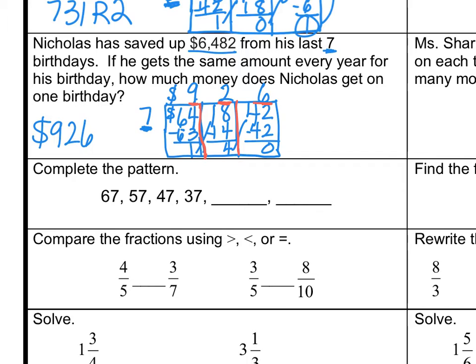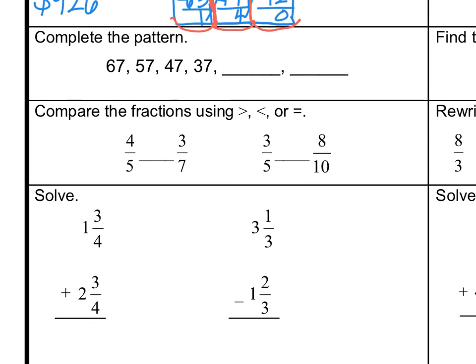Some of you have tried to put double digits, and you can only have, if you see our sections right here, we've got 3 sections. You can only have one digit on the top of each section. All right, now we have to complete the pattern.